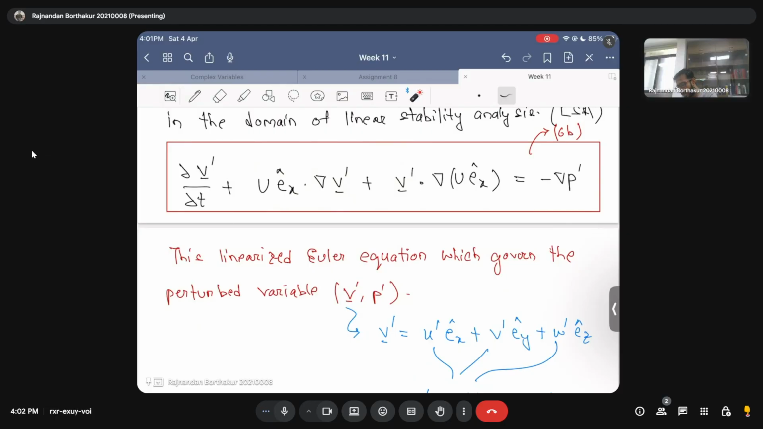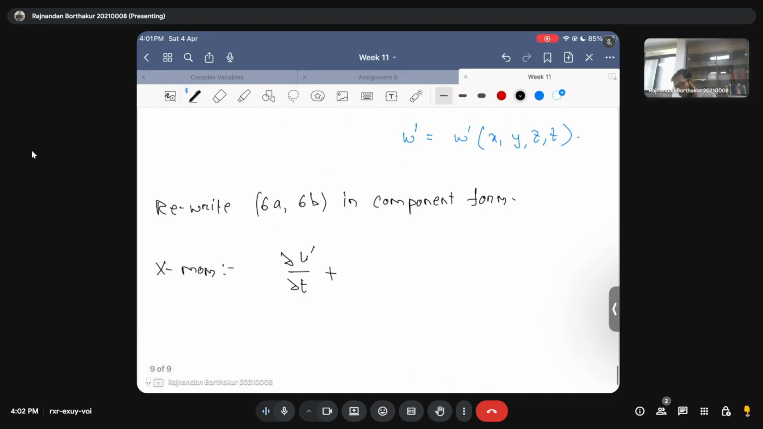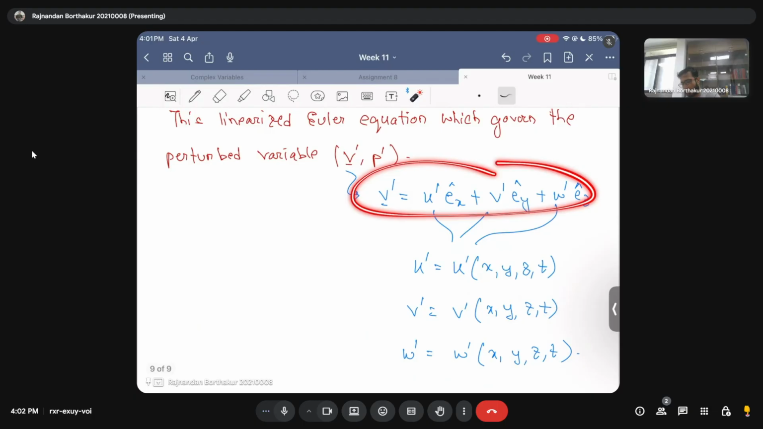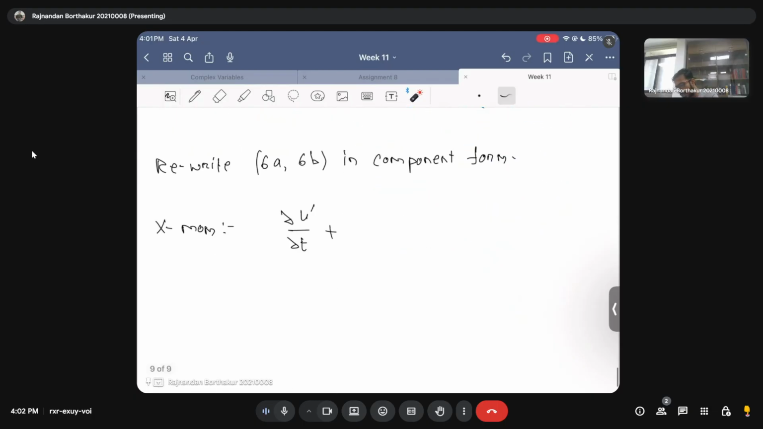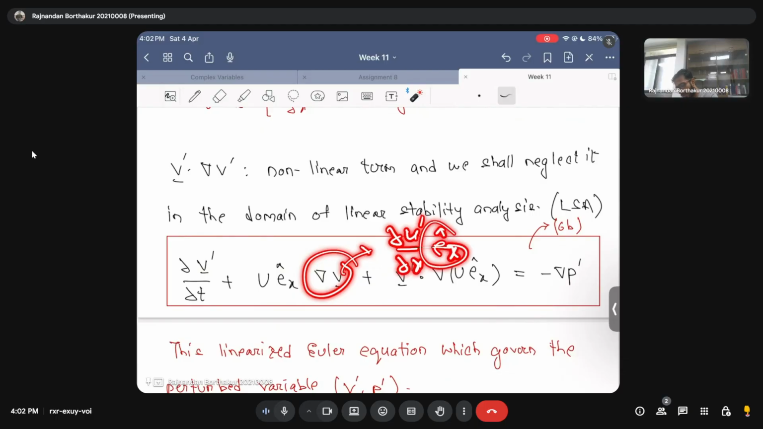So in the x direction, I will have the first term, which is del u prime by del t, where u prime is the component of the perturbation velocity field in the x direction. I believe you understand this. This is something that we have shown here. The second term was u ex dot gradient of v prime. The gradient of v prime gives del u prime by del x ex, and then we have a dot product with ex.